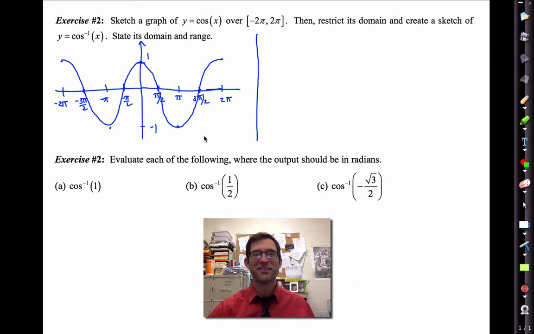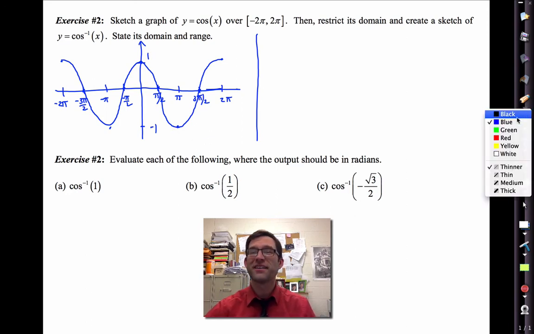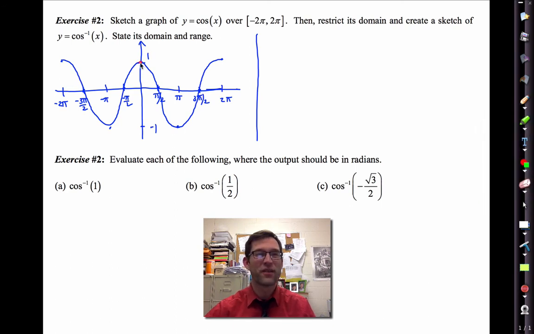Besides missing that point down there, pretty good. Okay, so there's our cosine, right? How did you restrict the domain? Well, again, let's go red. I think it's really helpful, right?